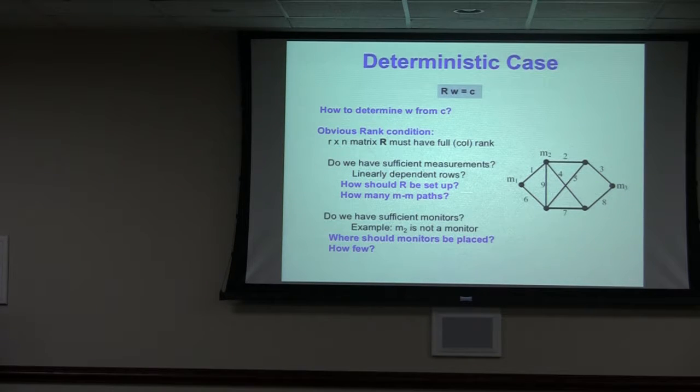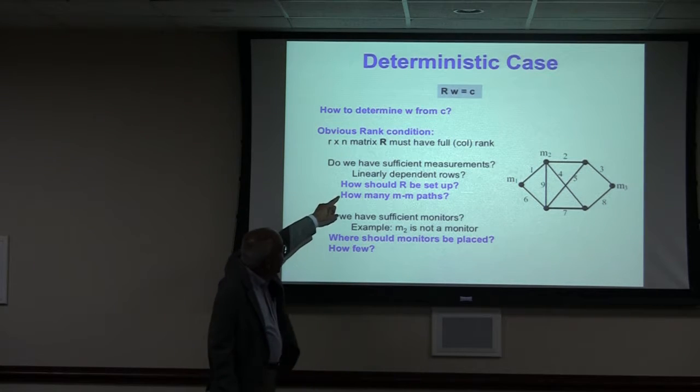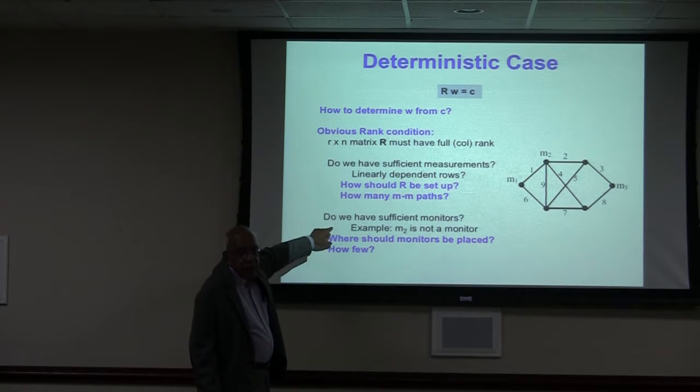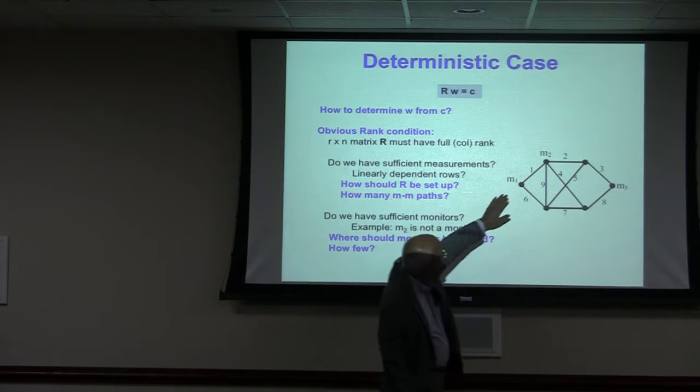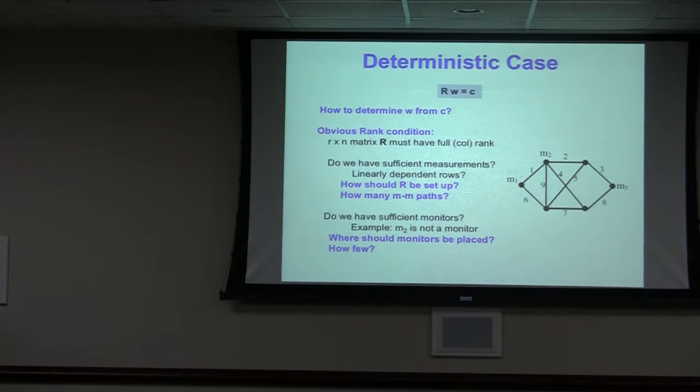So going back to how do I determine this story? This was a full column map. How should I set this up? How many paths do I need? Where do I set the monitors? An example we'll see later is that if M2 is not a monitor, then the problem is simply not solvable. So it's always a question of where do I place the monitors and how do I make them?